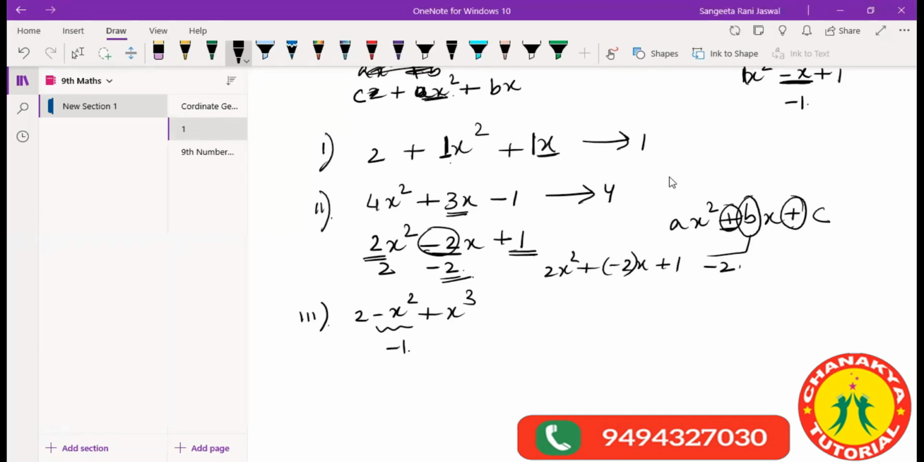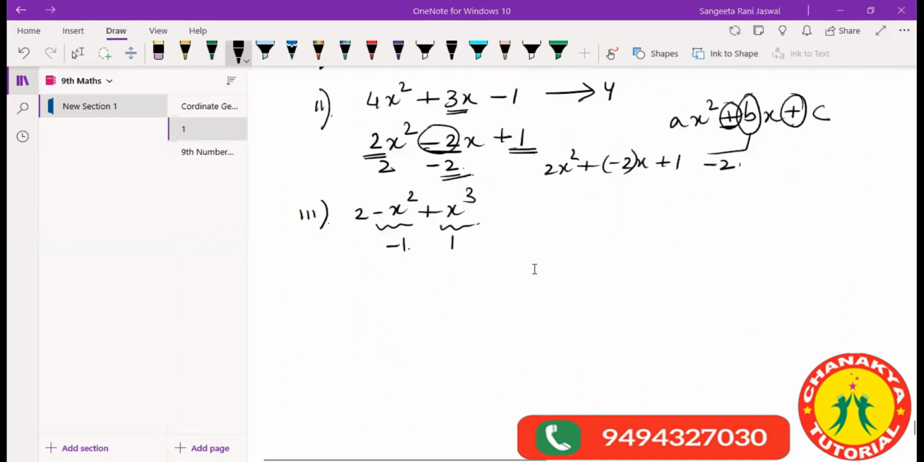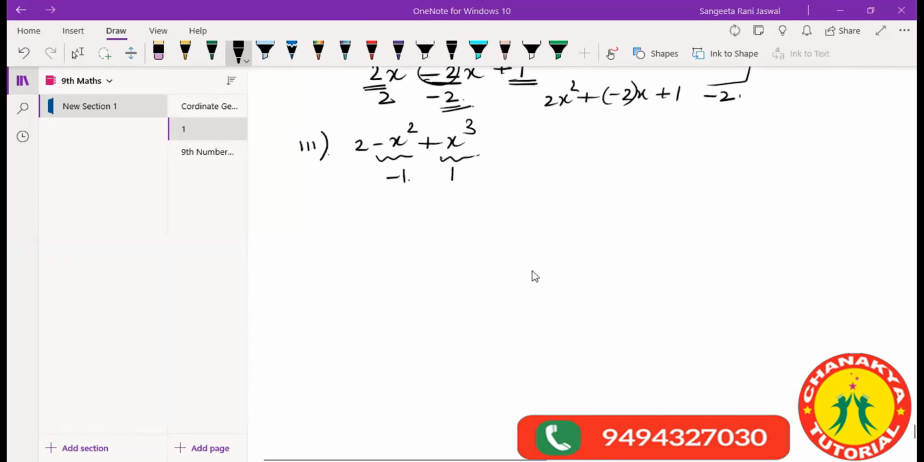What is the coefficient of x cube? Ma'am, 1. Yes, 1. Only Harshit and Rohit are answering, no one else. Jitendra, please answer. Sampath, Yukta. Ma'am, I was answering for the one before. Okay, I'll give you more now.